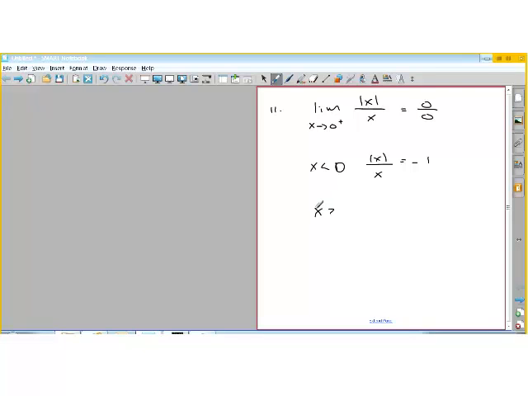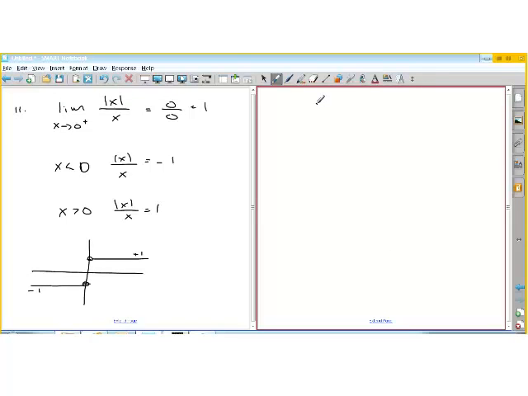When x is less than 0... When x is greater than 0, the absolute value of x over x is equal to 1. So if we were to plot this function, it would look something like this. We come along, we get to 0, the function would not exist at 0 because it's indeterminate. But in this case, the limit is different depending upon which side you come from. So the limit as you approach from the positive side is +1, and the limit as you approach from the negative side is -1.